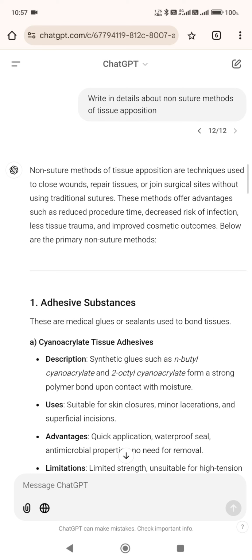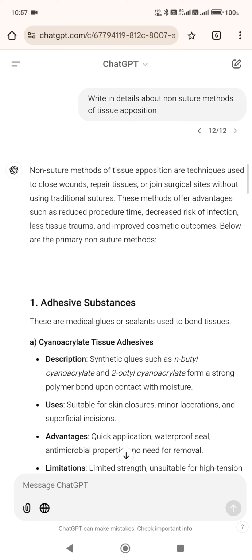Non-suture methods of tissue apposition are techniques used to close wounds, repair tissues, or join surgical sites without using traditional sutures. These methods offer advantages such as reduced procedure time, decreased risk of infection, less tissue trauma, and improved cosmetic outcomes. Below are the primary non-suture methods.